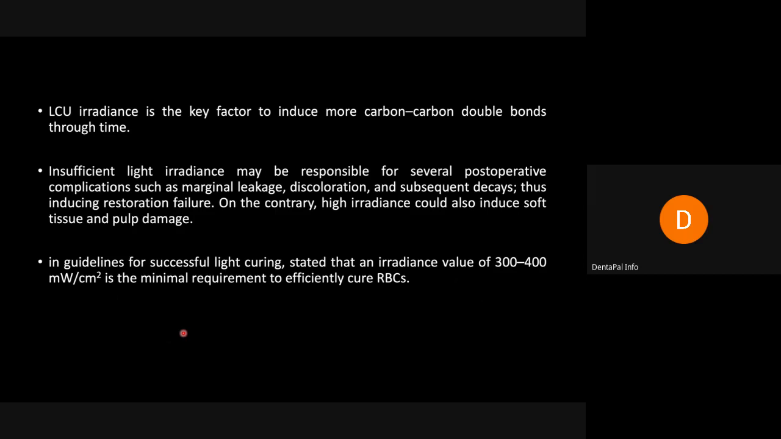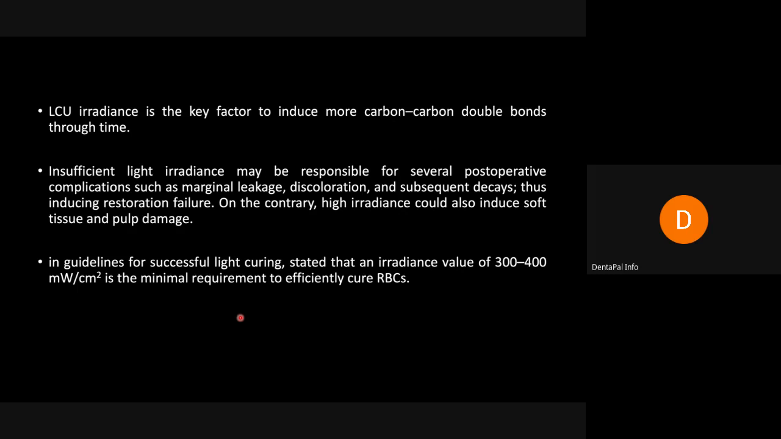And not even just choosing, we also have to calibrate our light cure devices once every few months to be sure that we receive enough power to activate the photoinitiators. This LCU irradiance is the key factor to induce the carbon-carbon double bond reactions. We know that insufficient light irradiance may be responsible for several post-operative complications. We talked about them.